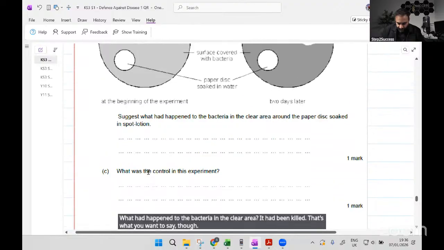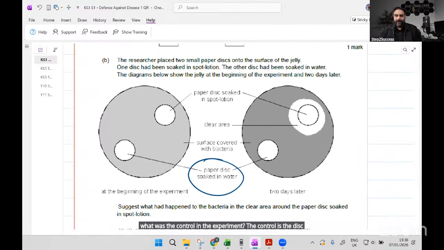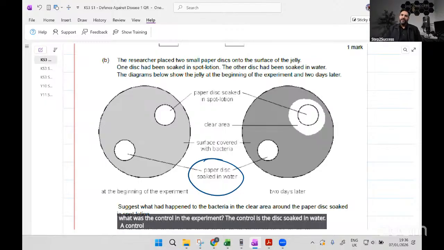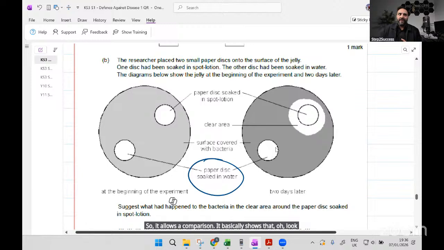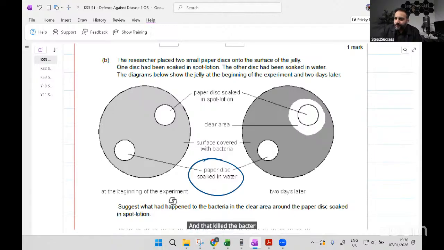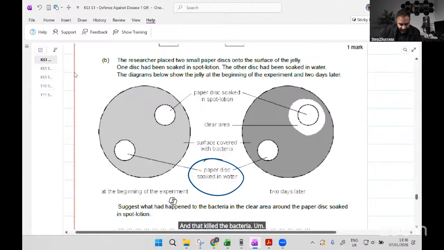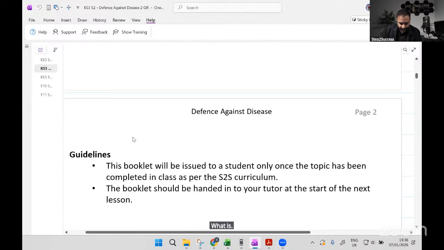What was the control in the experiment? The control is the disc soaked in water. A control in an experiment is kind of one bit of it to which you don't do anything. So it allows a comparison. It basically shows that, oh, look, nothing happened around here, but it did happen around here because this one was soaked in spot lotion and that killed the bacteria. To see booklet two, let's have a look what that is. This is a vaccine question again.